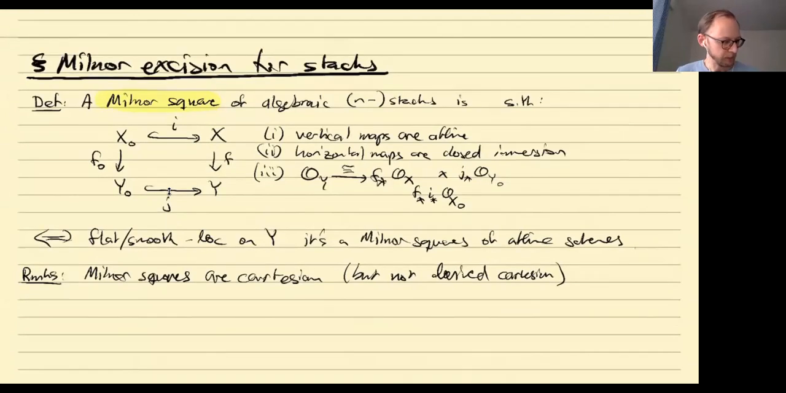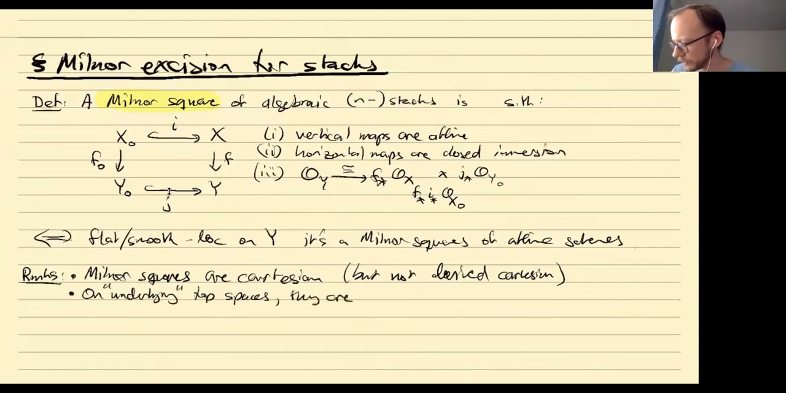Right, and another interesting thing is that they are co-Cartesian on the level of topological spaces. So on underlying topological spaces, they are co-Cartesian. So the topological space of Y is a quotient of the disjoint union of X and Y_0 with the relation induced by X_0.